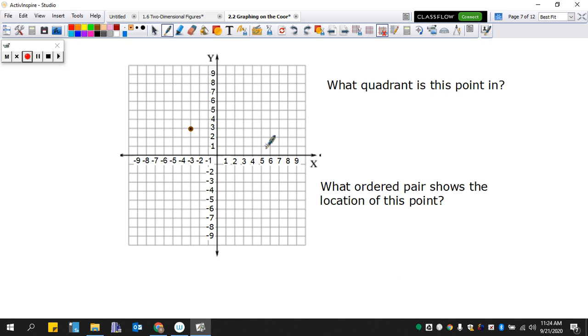What quadrant is this point in? Well, 1, 2. So this is in quadrant 2. Okay. And the ordered pair, look at my x value, which is (-3, +3).